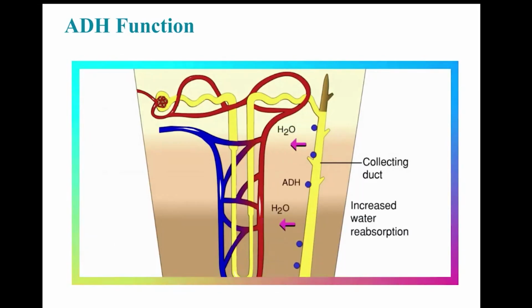ADH makes the walls of the collecting duct more permeable to water. Recall that the interstitial fluid surrounding the nephron tubule has a high solute concentration. ADH allows more water to leave the filtrate by osmosis and re-enter the blood. The body conserves water and concentrated urine is produced.